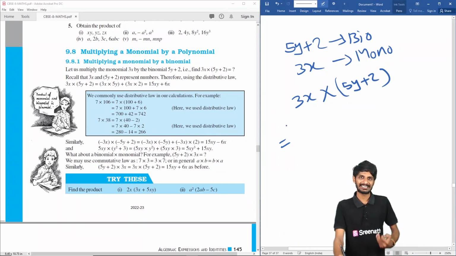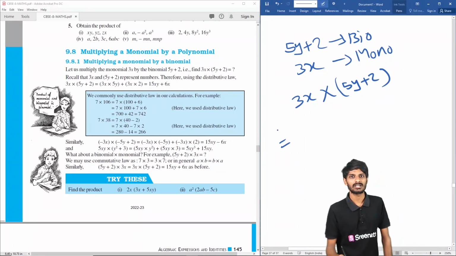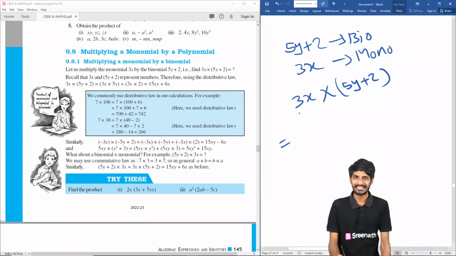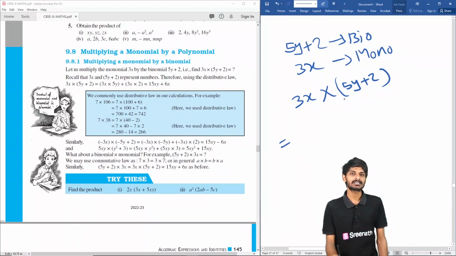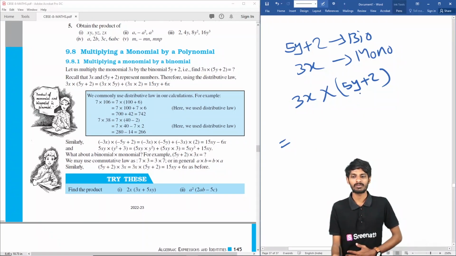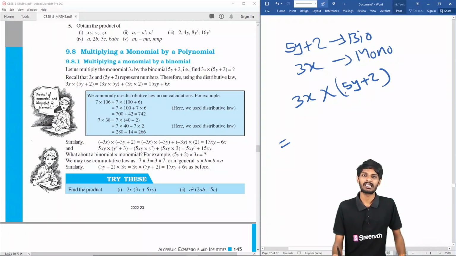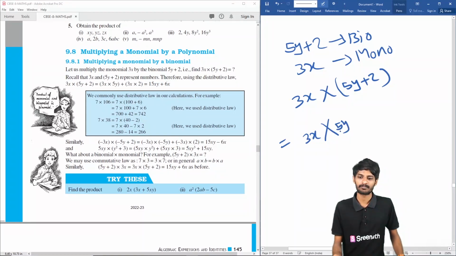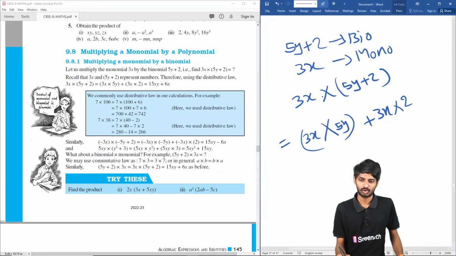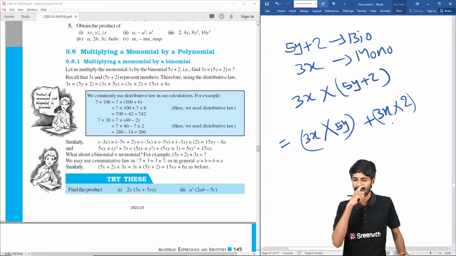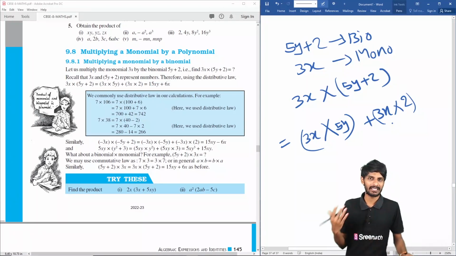So how to do this task? Here we have to use the distributive law and we have to multiply the monomial with each term of the binomial. In the binomial we have two terms, so we have to multiply the monomial with each and every term of the binomial. So that is 3x multiplied by 5y, plus again the same monomial 3x multiplied by 2. This is the case of multiplying a monomial by a binomial.